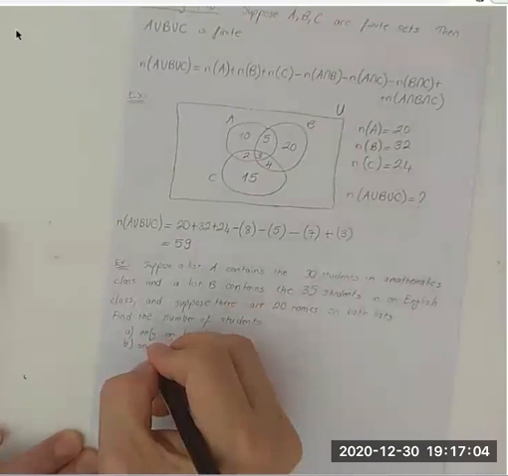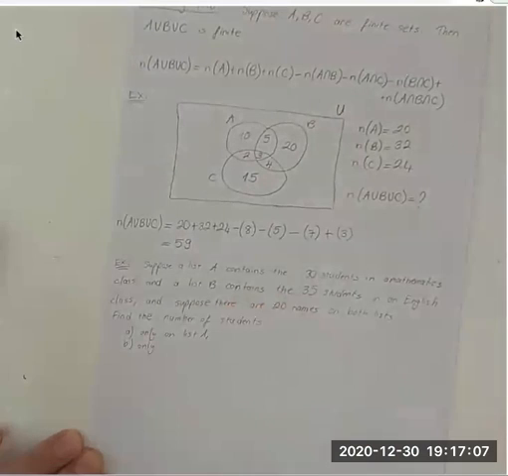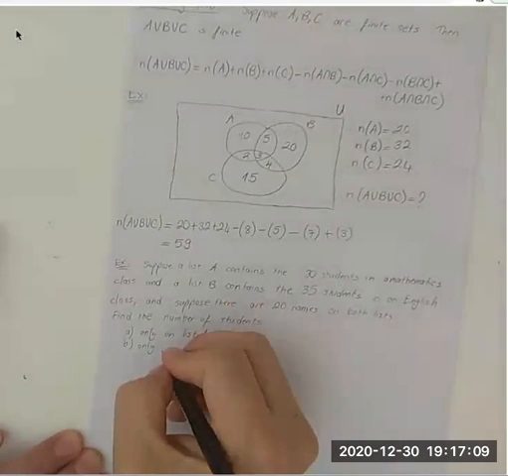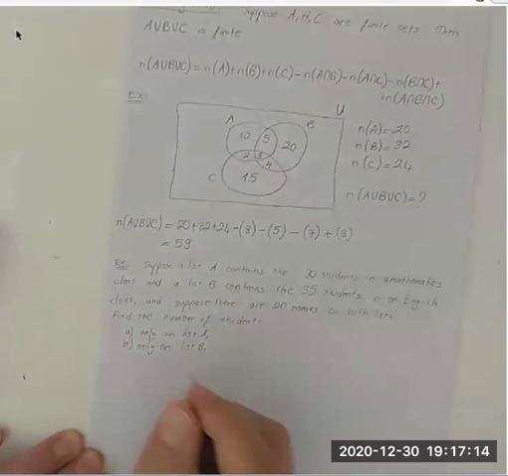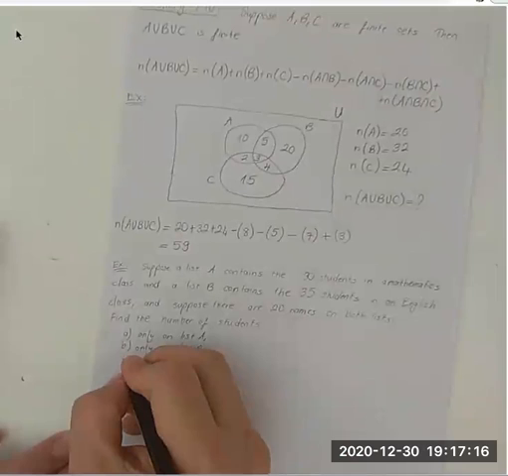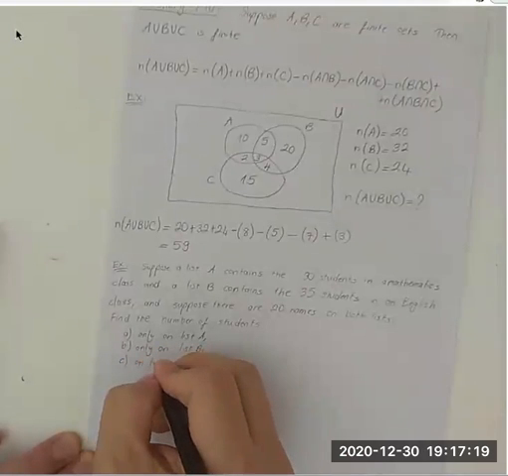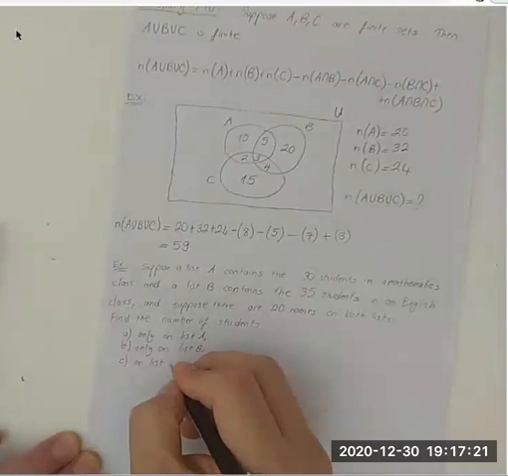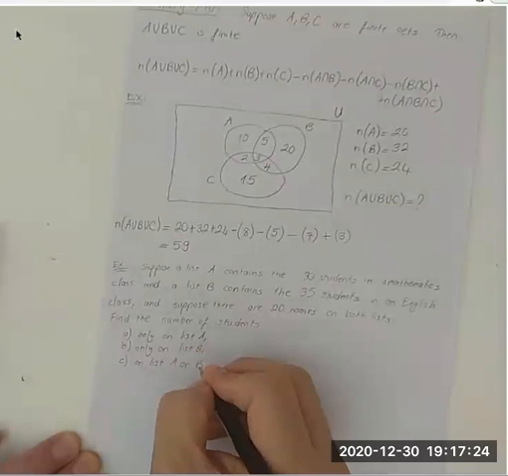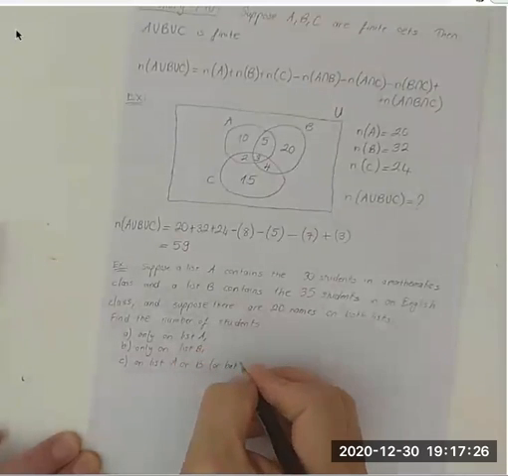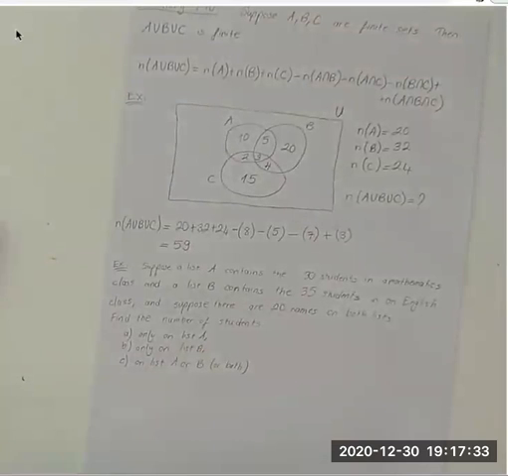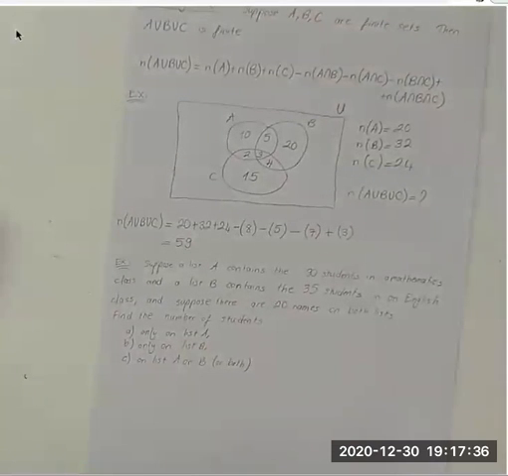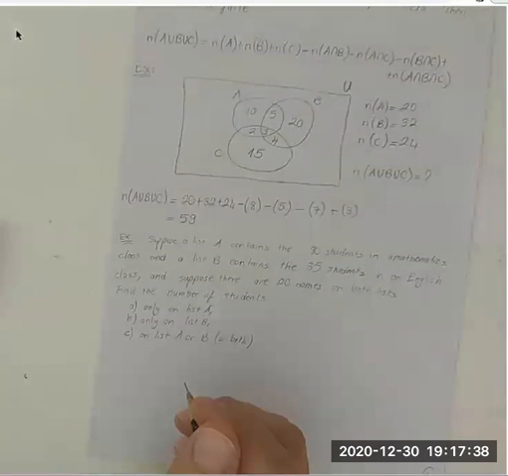C, on list A or B or both, and D, on exactly one list.